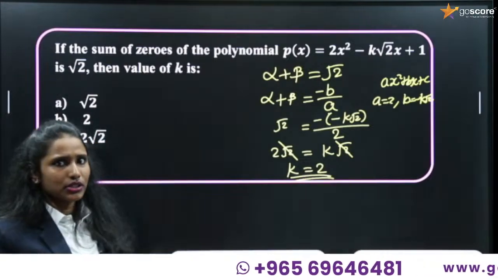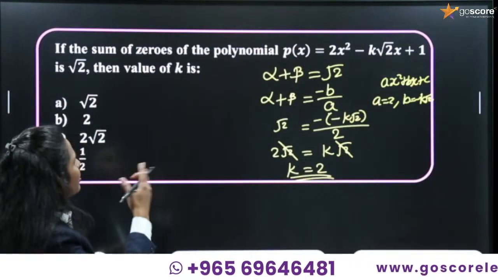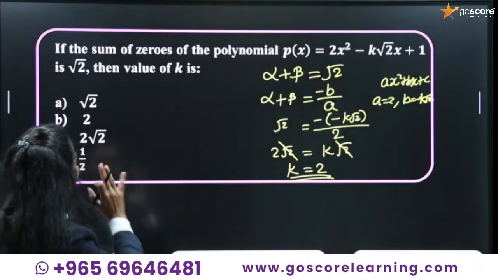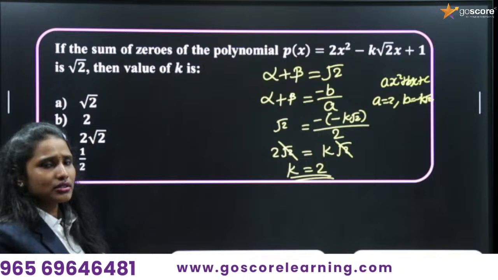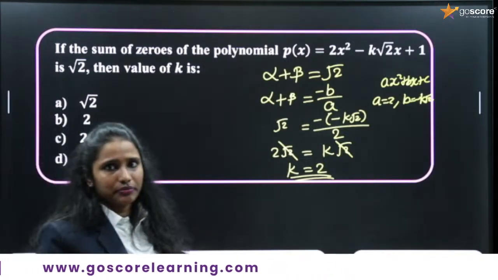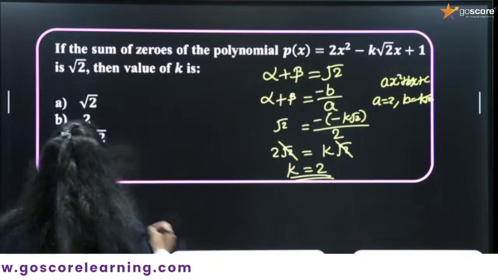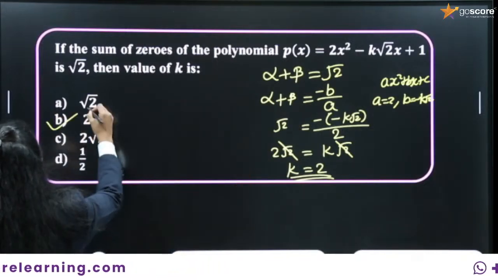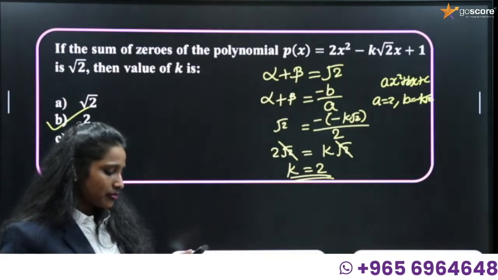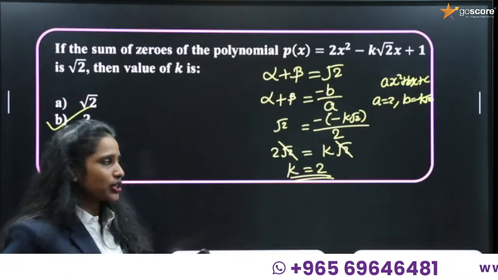This is a big question. Don't go and find the roots first, then summing them it will give root 2. Don't do those steps. These are unnecessary steps. You will waste your time. Don't do that. Okay. Simply use the relationship. Okay, so option B is the correct answer. Again, wrong answer. I'm sorry.